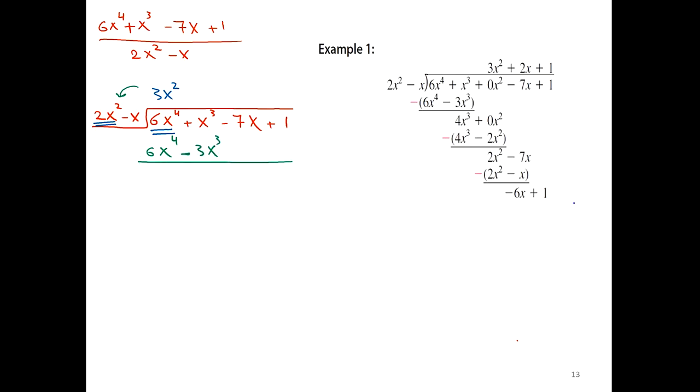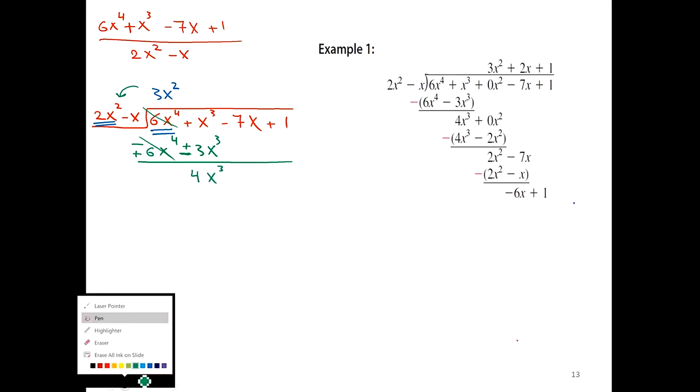Now, we need to subtract: positive converts to negative, negative converts to positive, and then we add. We always must remove the first term with the first term, otherwise we have some mistake. Now, we have x to the power 3 and 3x to the power 3. So we have 4x to the power 3.